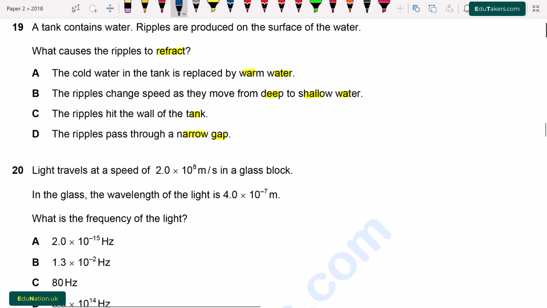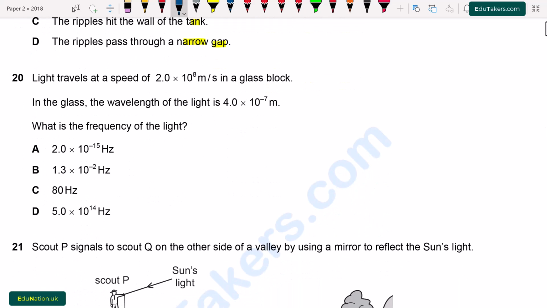So from here option B is correct, because the speed of the ripples changes when they move from deep to shallow water or shallow to deep water. So that's why the ripples refract. Option B is correct.